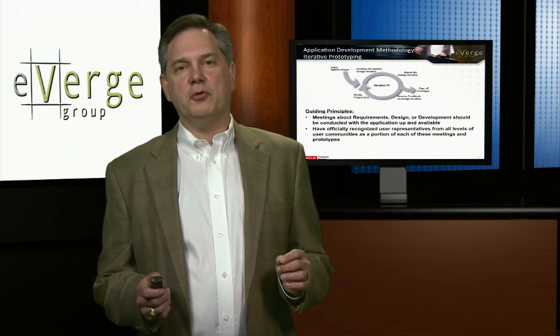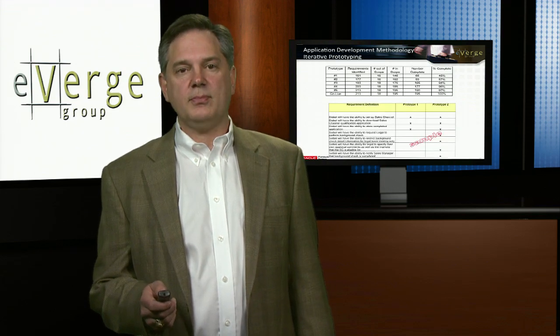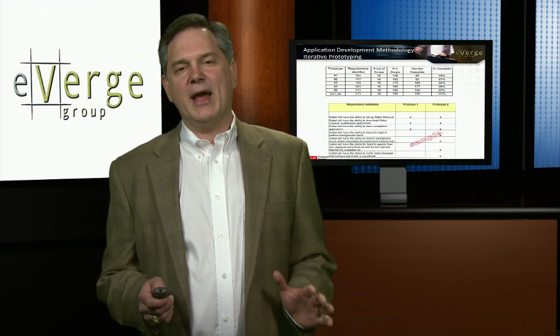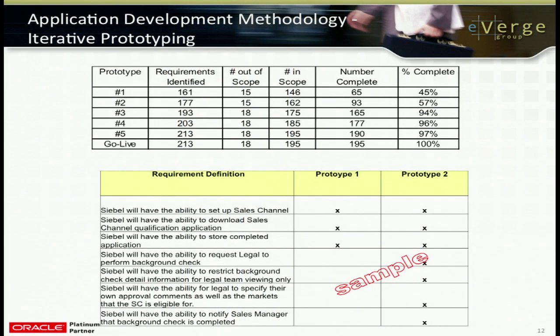We've got to have user representatives from all business divisions and all levels of the organization as part of these prototypes. A little bit more about how prototyping works. In the top table, you see an example of a small CRM client that executed 5 prototypes prior to going to user acceptance testing and then go live.